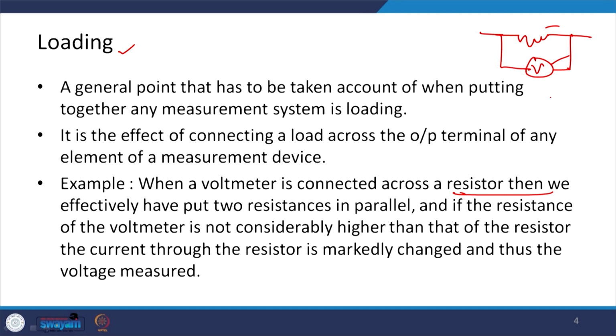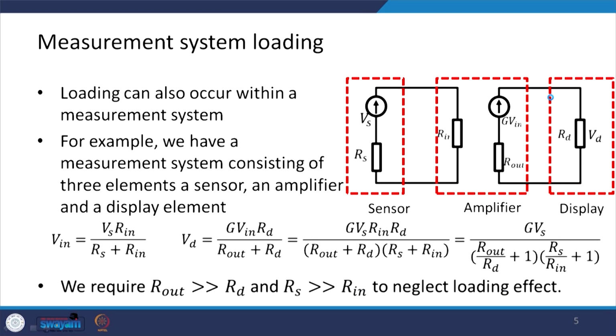Now, let us look at measurement system loading in more detail. Loading can also occur within a measurement system. Suppose I have a measurement system which consists of a sensor, an amplifier and a display device. Looking at this figure, I have a voltage source Vs, the resistance of the sensor Rs, and the input resistance of the amplifier Rin. This acts as a voltage divider, so the voltage across Rin is Vs times Rin divided by Rs plus Rin.